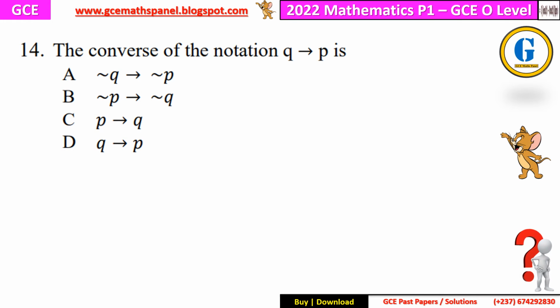Now the converse of the notation Q implies P is, with this particular one, converse just means that you should swap their positions. Maintain the sign, swap their positions. So this is the answer. So the converse of P implies Q is Q implies P. A is taller than B. The converse is B is taller than A. Okay, so that's converse.